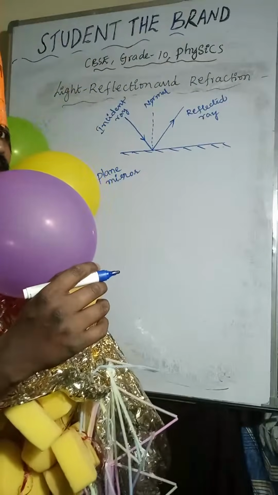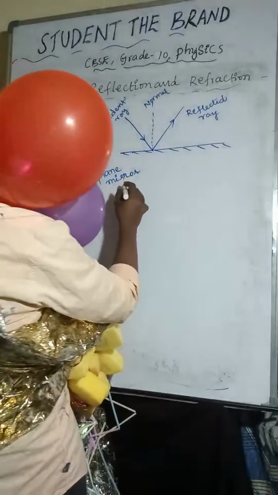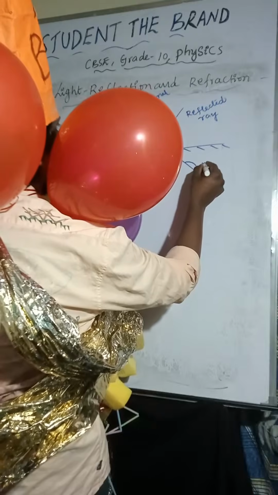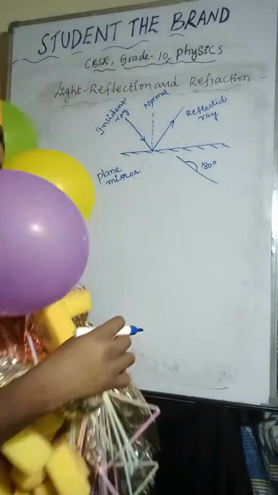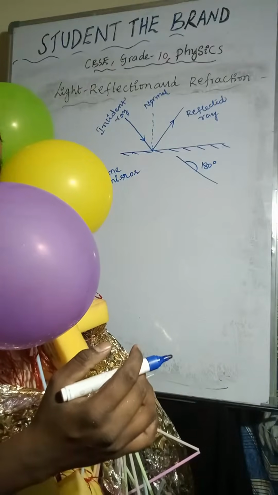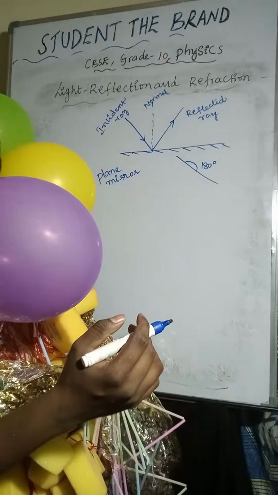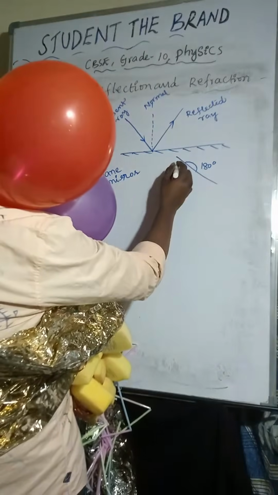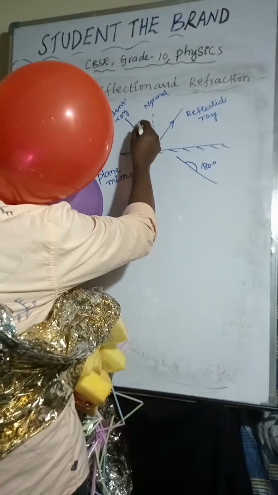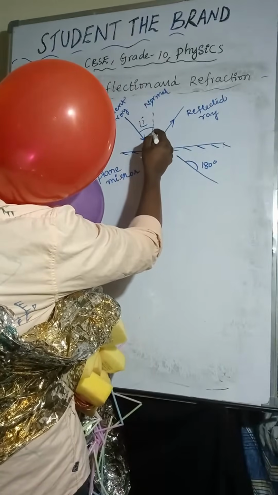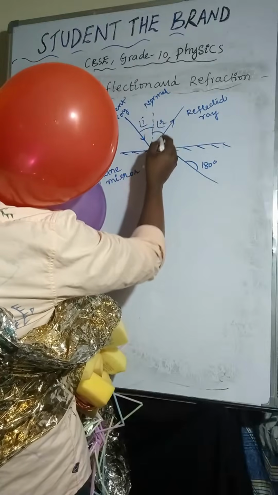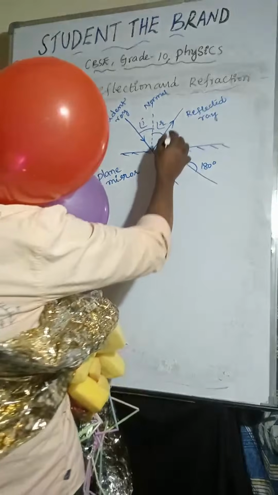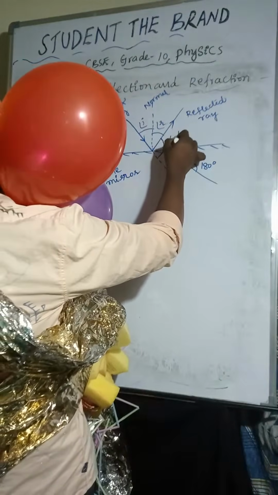Okay, so here now you can see a linear angle is 180 degrees. Now you can see the angle of incidence: the angle between the incident ray and the normal line is called the angle of incidence. The angle between the reflected ray and the normal line is called the angle of reflection. The angle between the undeviated line and the reflected ray is called the angle of deviation.